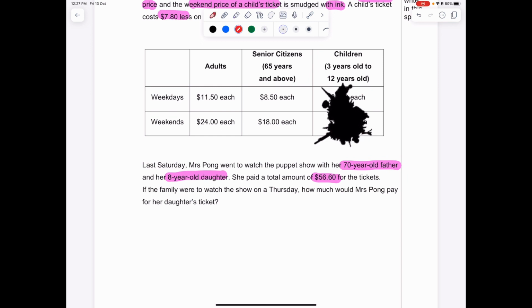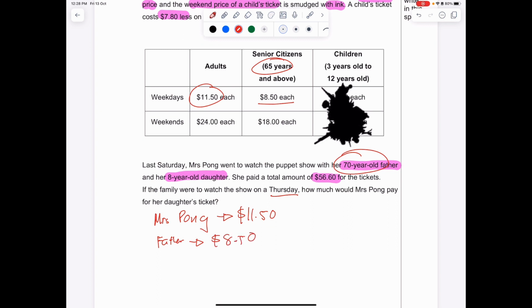So let's see each individual, how much do they pay. So Mrs. Pong, she is an adult and Thursday is a weekday. So she would have paid $11.50. And then after that, don't forget, she has a 70-year-old father. So 70-year-old father is above 65, so he's considered senior citizen. He will have paid $8.50. Now, what about her daughter's ticket?